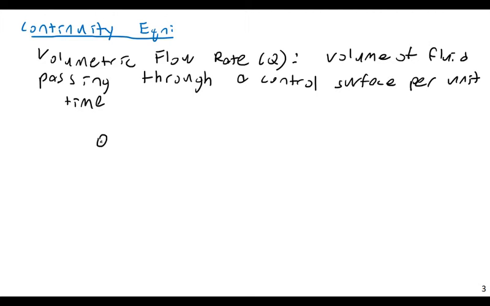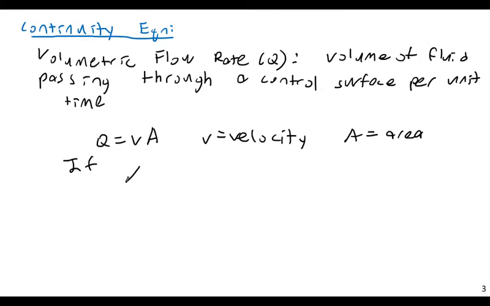And the formula, of course, is Q is equal to VA, where V is velocity and A is area. And we've seen this before. Also, if rho is constant, then m dot is going to be proportional to Q, m dot being mass flow rate and rho being density.